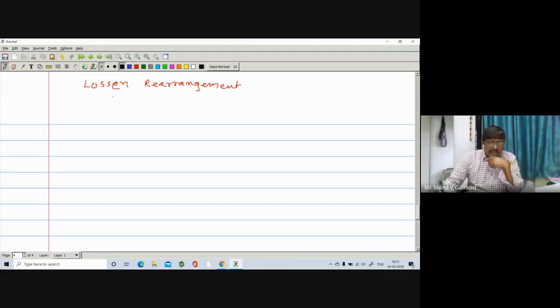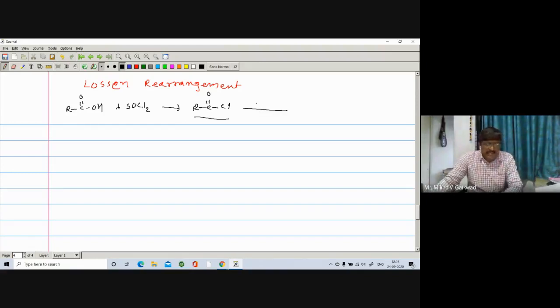The starting compound is your acid, RC double bond OH, and you have to convert it into the corresponding halide, means the starting compound is the corresponding acid halide, right? This acid halide you have to react with hydroxylamine, NH2OH. So either you start from the acid or acid halide.